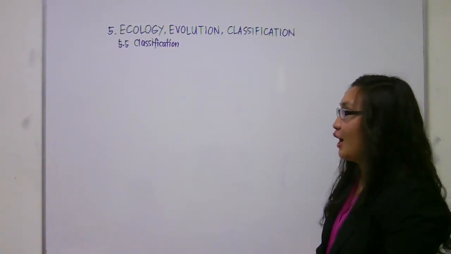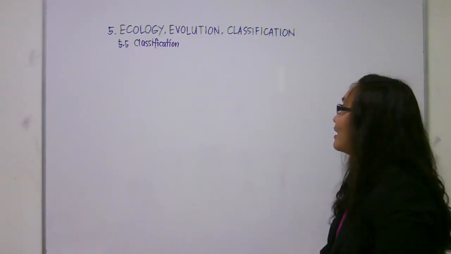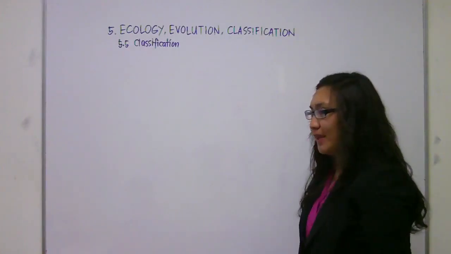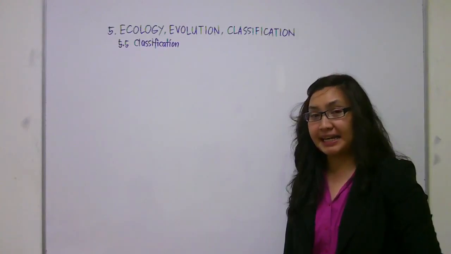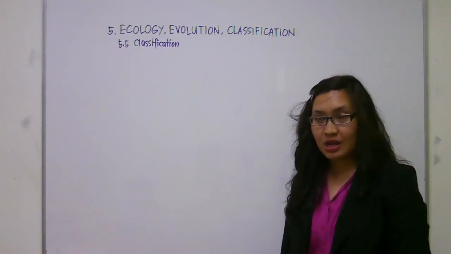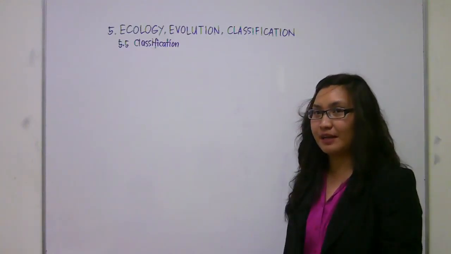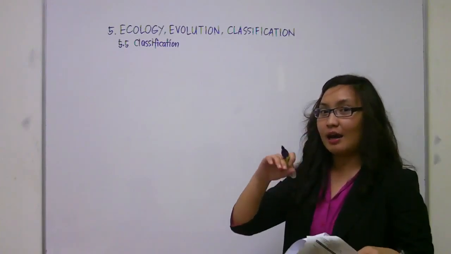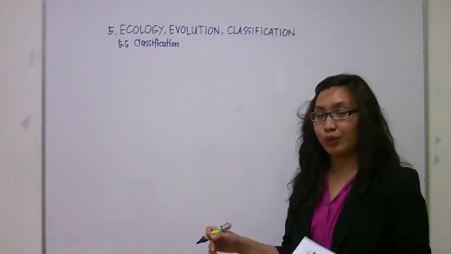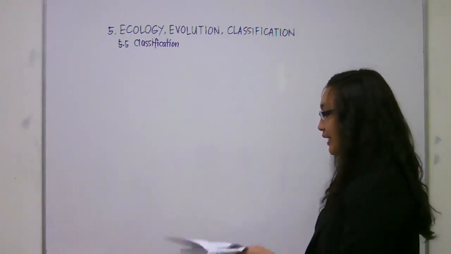The next topic that we need to discuss under Chapter 5 is classification. So basically, classification is a process of assigning names to organisms. We don't just assign names to organisms, but there is actually a specific science, a systematic procedure by which we are able to give names to organisms.